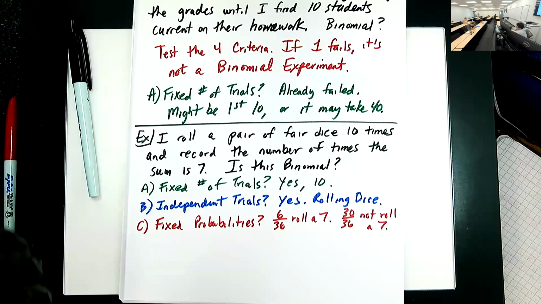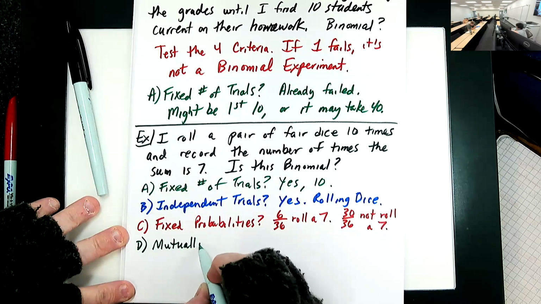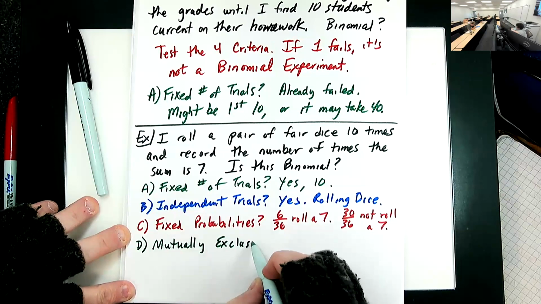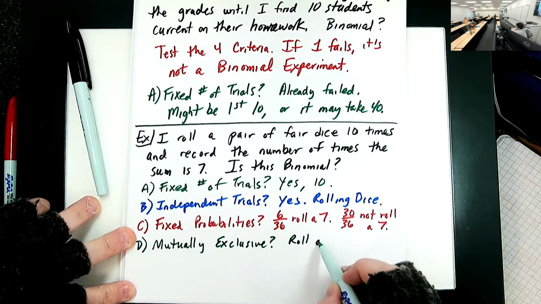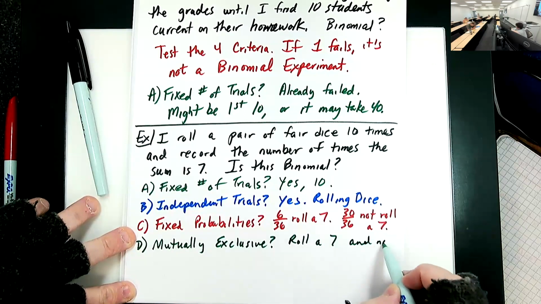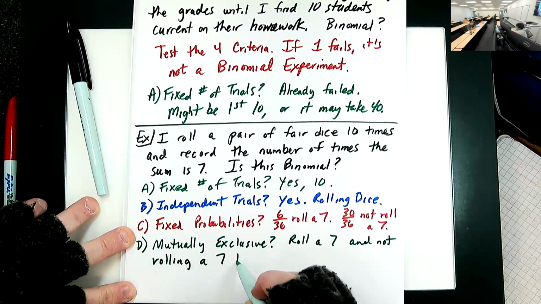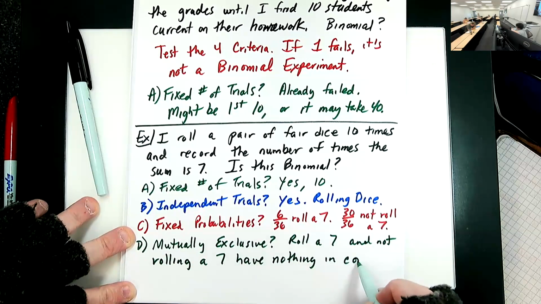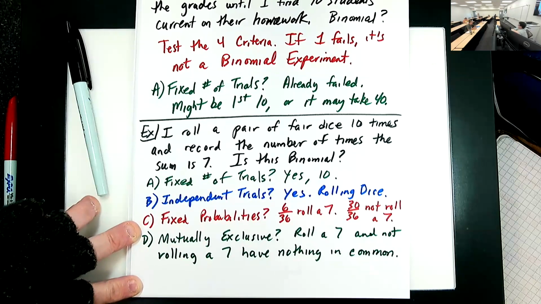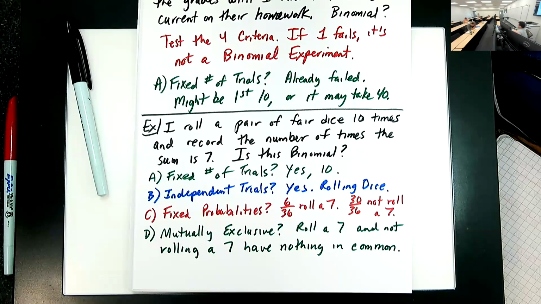And finally, D, are they mutually exclusive outcomes? Yes. Rolling a 7 and not rolling a 7 have nothing in common. Those are the requirements that are specific to the binomial distribution.